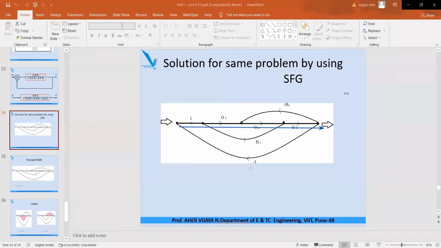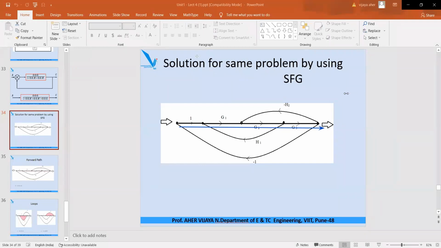Okay, and for this transfer function for feedback element we have taken as -1 because there is no any transfer function written in the feedback path. So you have to take 1 with minus sign. कारण minus आहे feedback signal sign minus आहे. So this is how you can draw the signal flow graph for given block diagram. So take the block diagram again, draw it, and this is nothing but solution for same problem by using signal flow graph.